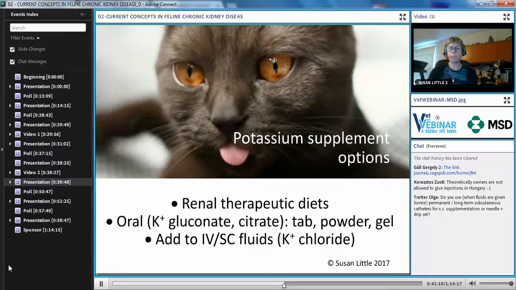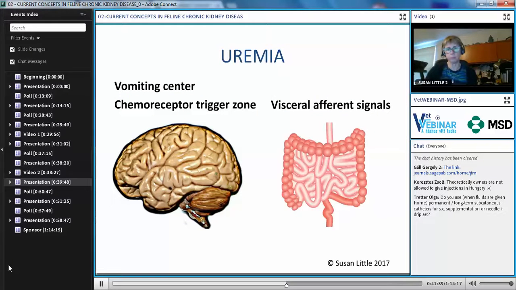So there are a couple of different types of implantable catheters, or even what are called buttons, that are also implanted in the skin for giving subcutaneous fluids. They have been associated with some significant complications. And so because of that, we have avoided using those in our patients, and we teach owners to do the subcutaneous fluids with a needle and a regular drip set.